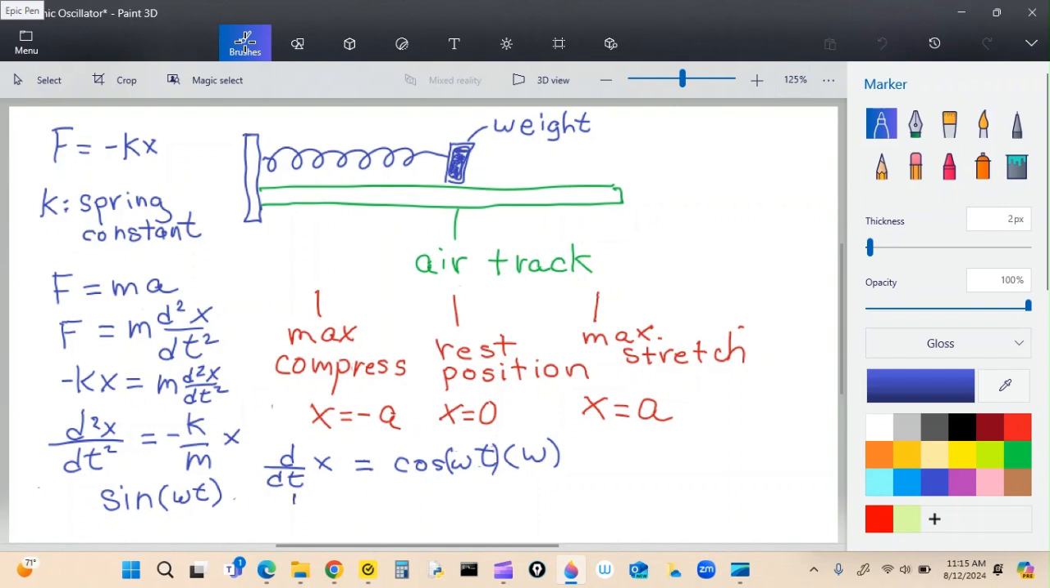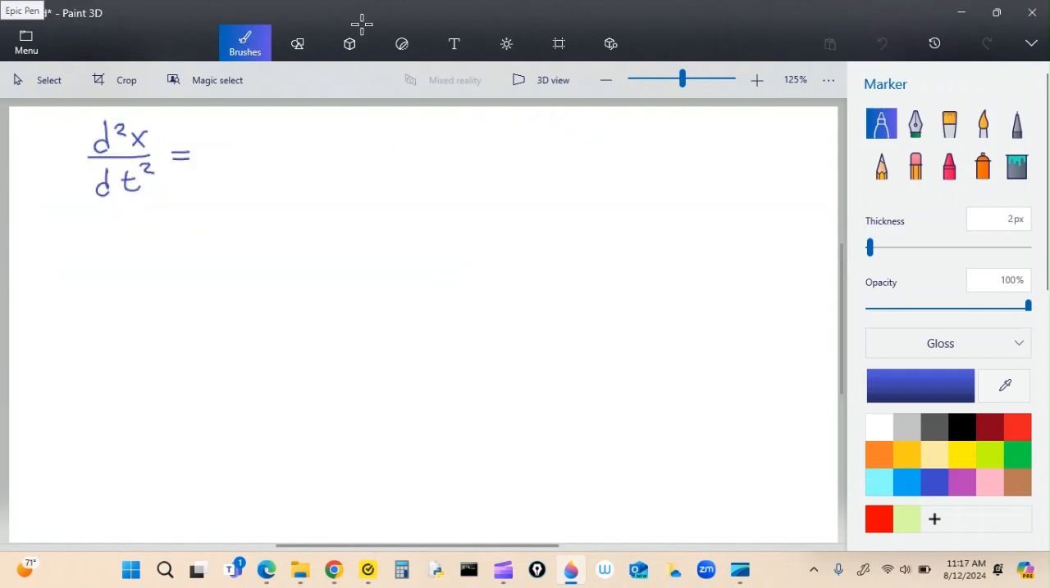If I take the second derivative with respect to t, what do we get out of that? Remember, x is a function of t. We get negative sine omega t times this other omega times the next omega gives us omega squared. That was minus omega squared times sine omega t.